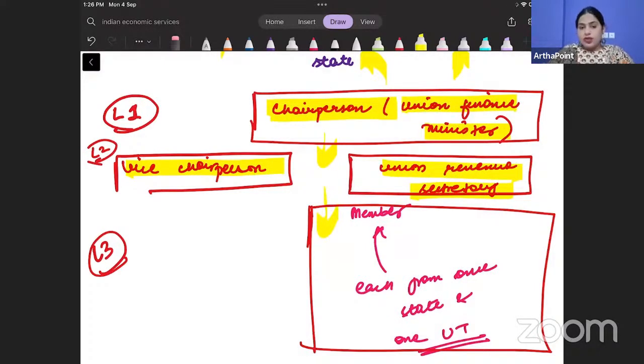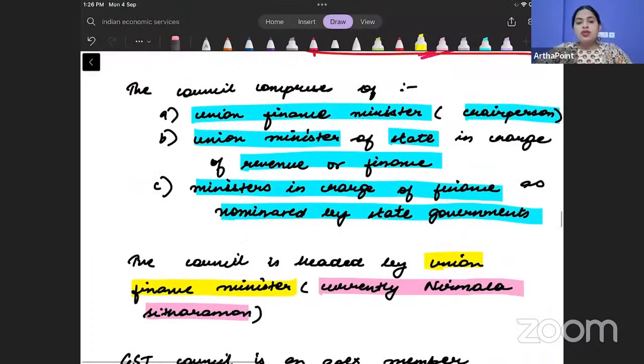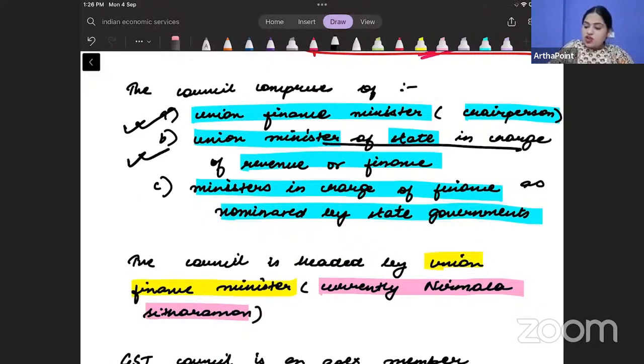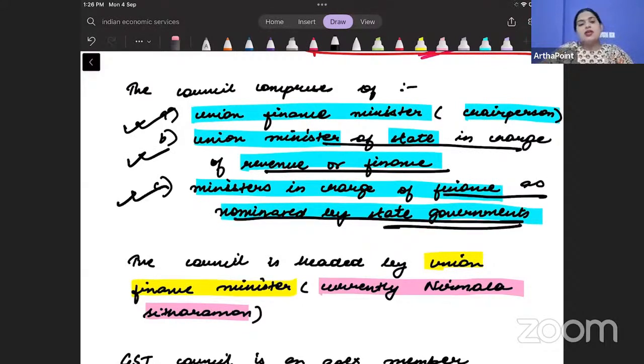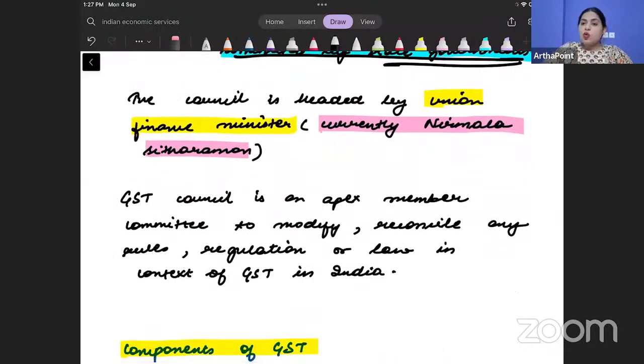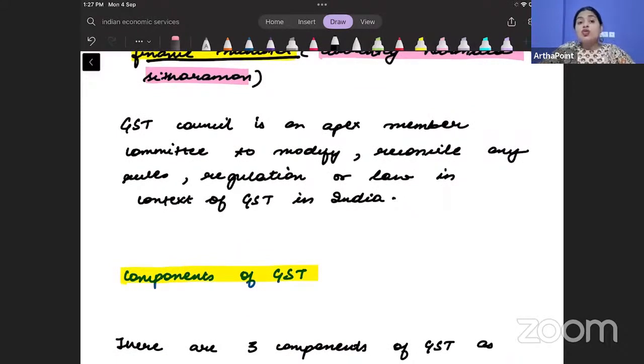Okay, come forward now. So now I want to talk about the composition. यही मैंने जो ऊपर बनाया. You have the Union Finance Minister, who is the chairperson, Union Minister of State in charge of Revenue or Finance, and ministers in charge of finance nominated by the state governments. Okay, so now I want to talk about who heads the GST Council. So the GST Council is headed currently by Nirmala Sitharaman, and you know that it is actually headed by the Union Finance Minister. Okay. Aim क्या है? GST Council क्यों चाहिए?